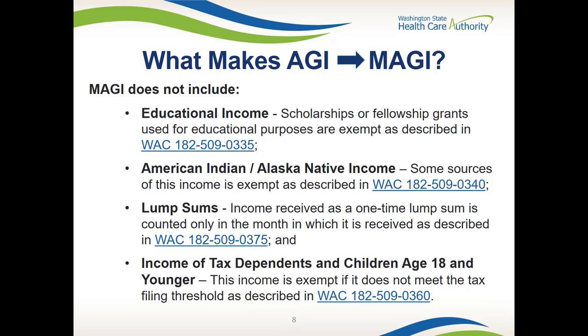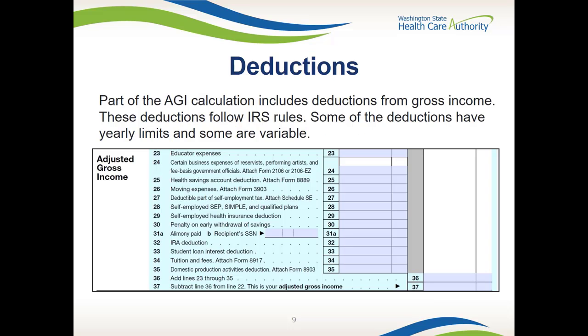With a few exceptions, MAGI does not include educational income, American Indian Alaska Native income, lump sums, and income of tax dependents and children age 18 and younger. These income types will be reviewed later in this presentation. Part of the AGI calculation includes deductions from gross income. We will discuss deductions in depth later in this training.